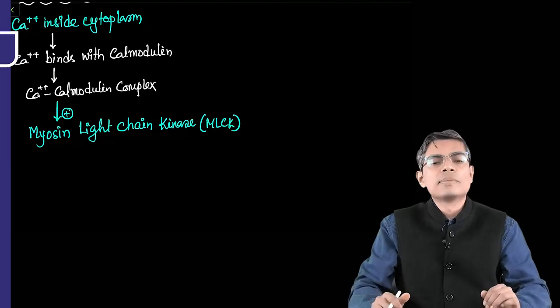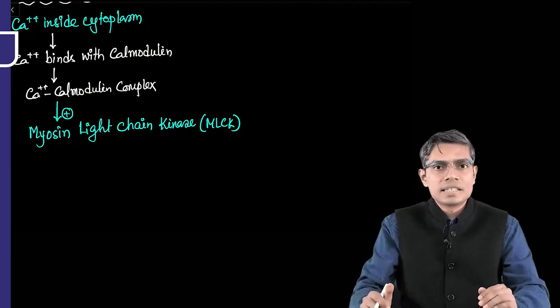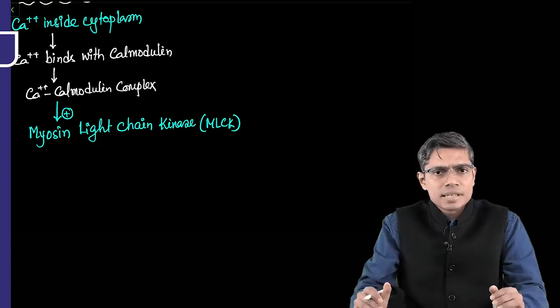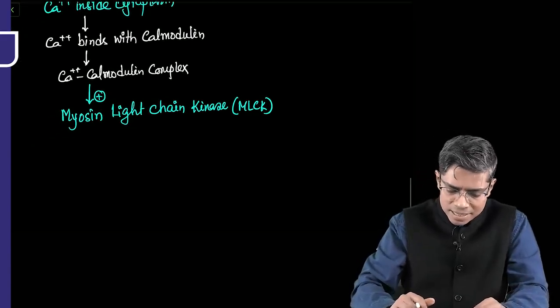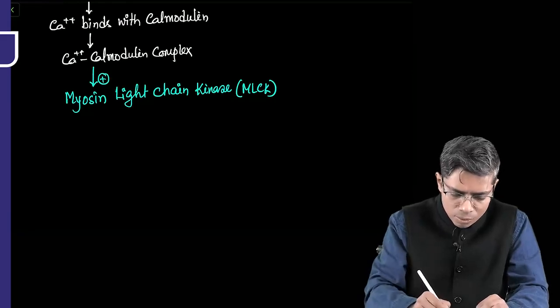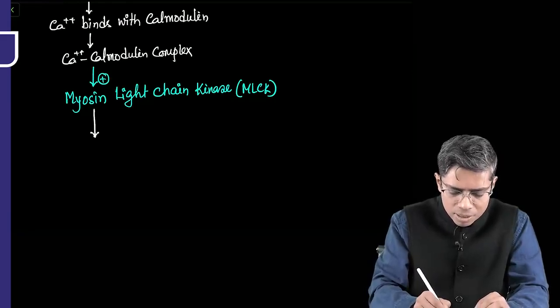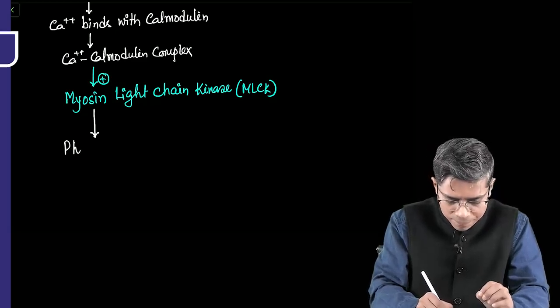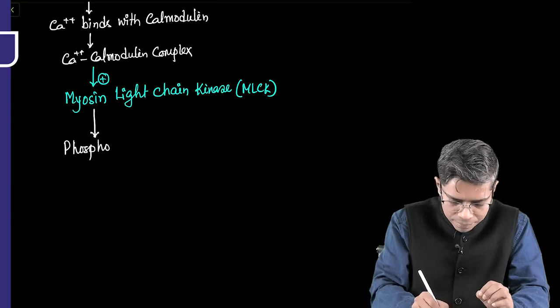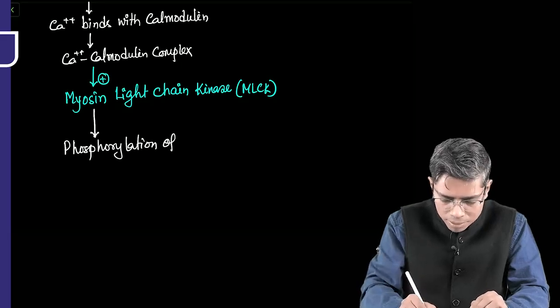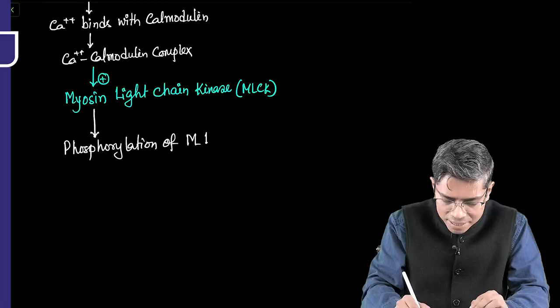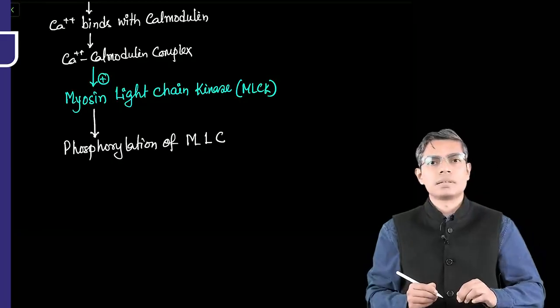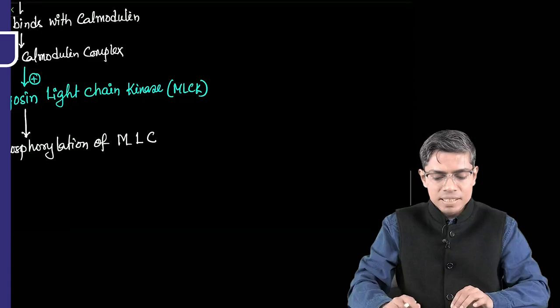What is the importance of this enzyme? Where is this myosin light chain kinase present? It is present there in the cell, right? So this myosin light chain kinase is now going to cause phosphorylation of myosin light chain. Getting my point? Myosin light chain. Where is this myosin light chain present?